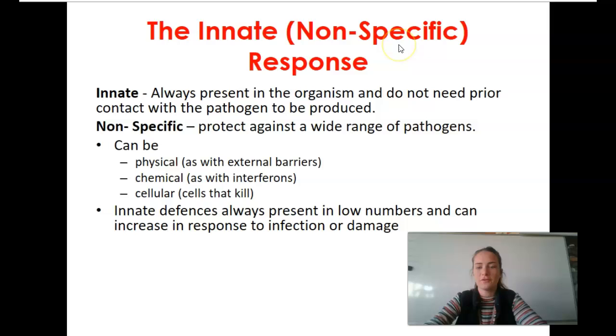I've already kind of detailed what innate means, but it's nice to have a definition for it. So the innate response is non-specific, always present in the organism, and does not need prior contact with the pathogen to be produced, and protects against a wide range of pathogens. It can be physical and chemical. When we talk about the first line defense, we'll give a bit more detail of those. And cellular. Cellular responses are our second line defenses.